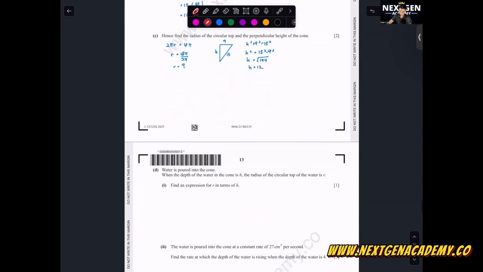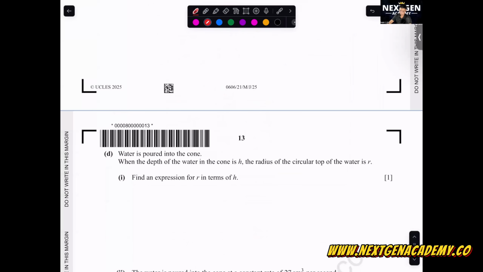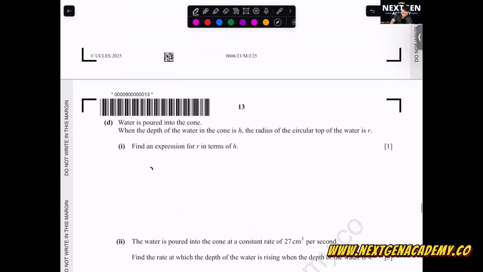Next one. Water is poured into the cone. When the depth of the water in the cone is h, the radius of the circular top of the water is r. Find an expression for r in terms of h. I'm going to draw this out so that you all can visualize it. We have this cone, the cone that we were solving above. We have these values ready. Just now we know that here is 9, here is 12.